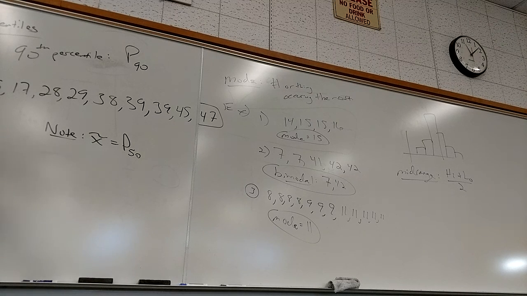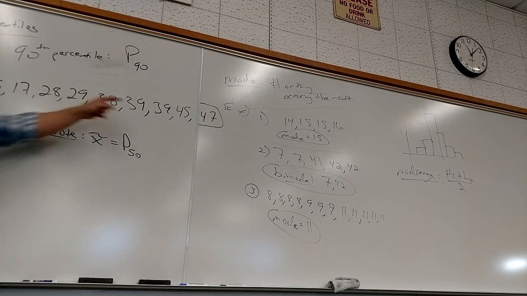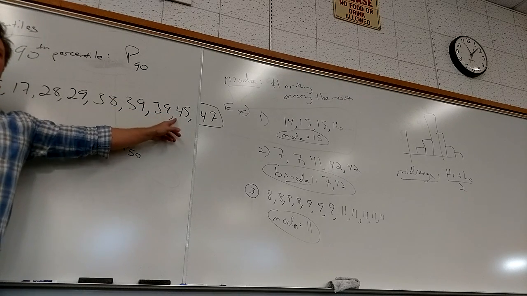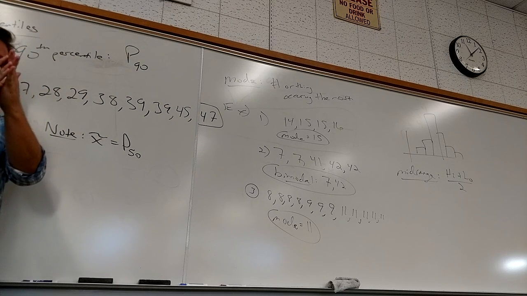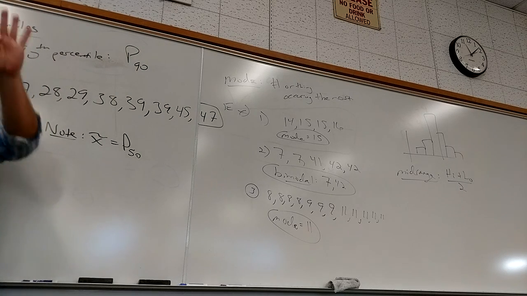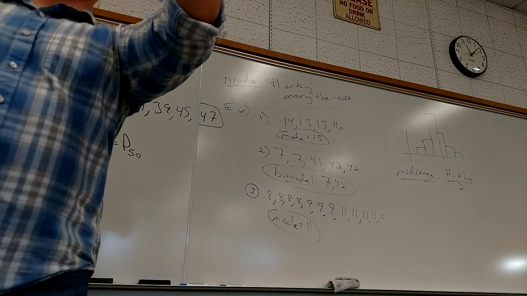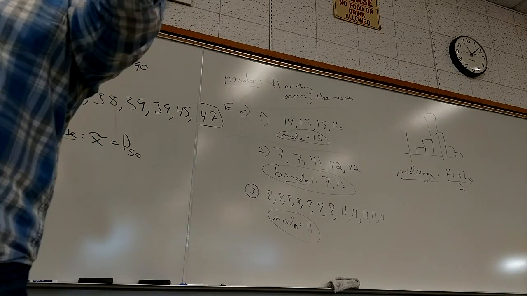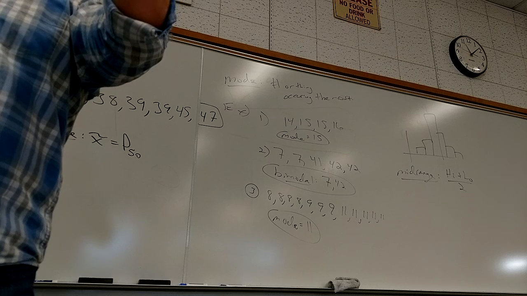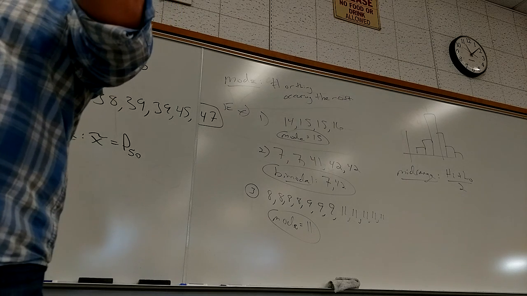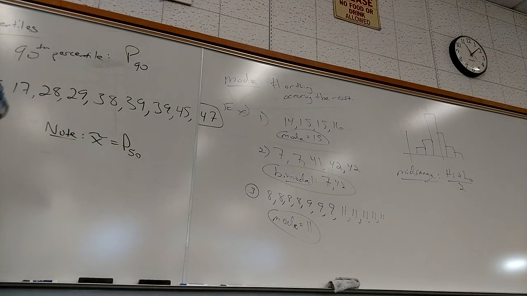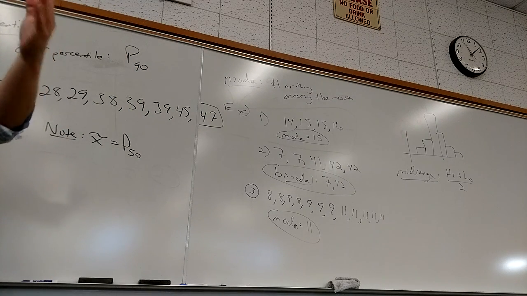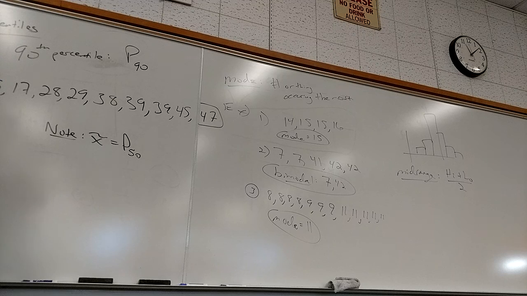Now, so P90 in this case is not 45, it's not 47, it's in the middle of those. Yes, 46. Just like the median is not the second number out of 4, even though half of 4 is 2. I actually have to go in between the second and third. So that gives me a process to use. This is going to be a two-step process, a lot like the median.